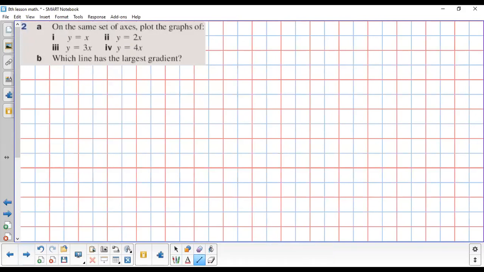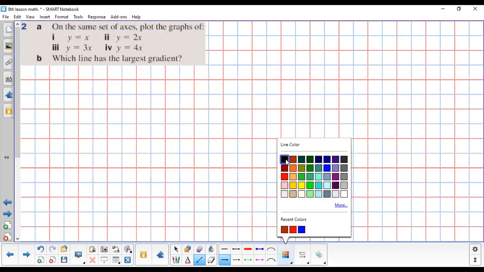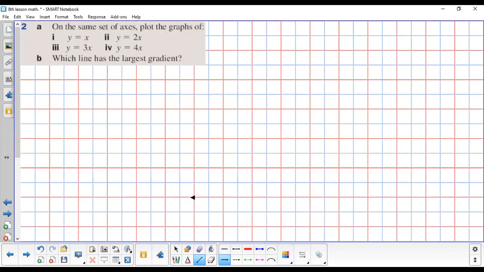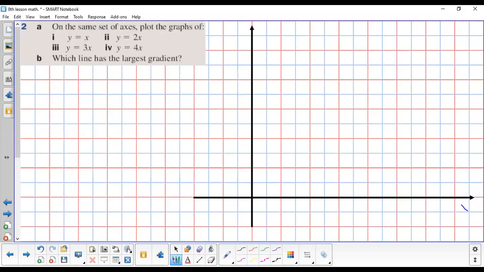Let me draw it first. Coordinate plane. So we have a coordinate plane now. This is the x and y axis. On this coordinate plane, let's draw firstly y equals x. I will draw it in blue. For y equals x, you need just two points.